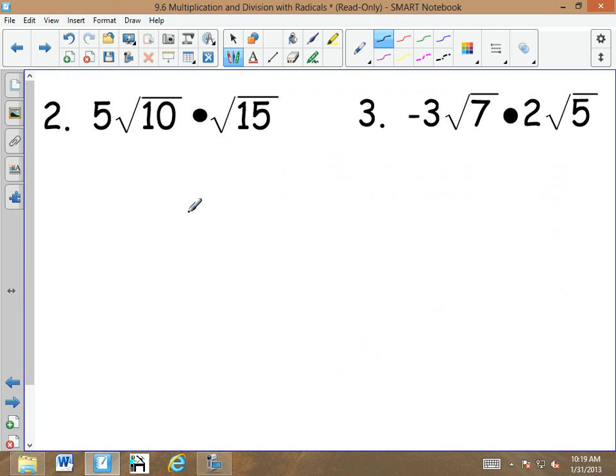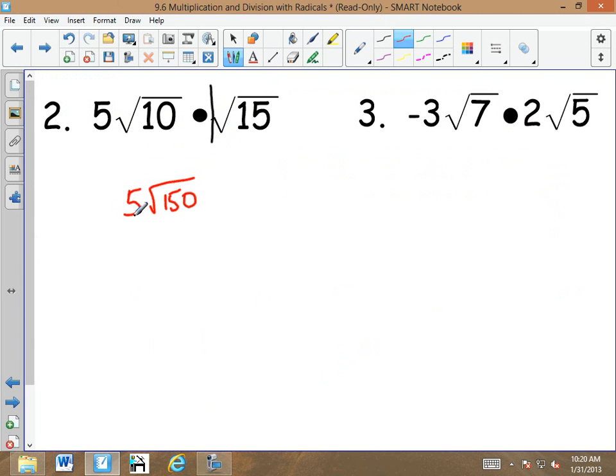What number is in front of the square root of 15 that's understood? 1. Yep, there's a 1 here. So this is going to be 5 times 1. What's 5 times 1? What is 10 times 15? 150. Now, you have to simplify the square root of 150.